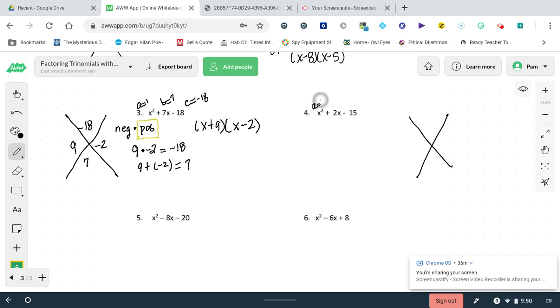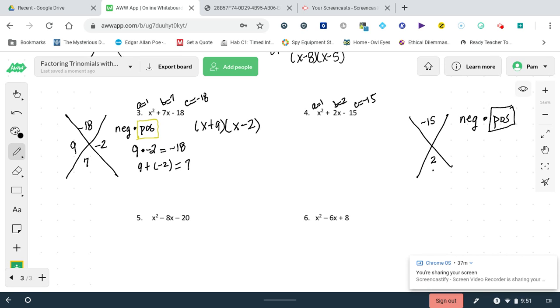A is 1, B is 2, C is negative 15. C goes in the top of the x. There's my negative 15. Because this is a negative, I know the signs are different. So I have a negative times a positive. Now I'm going to look here. My sum is positive, so the larger number has to be positive.